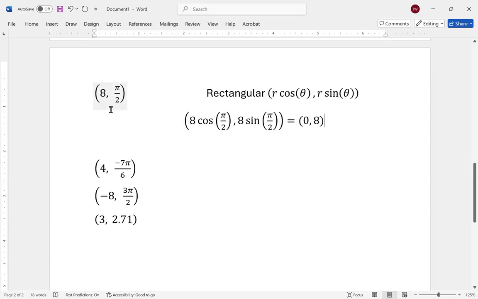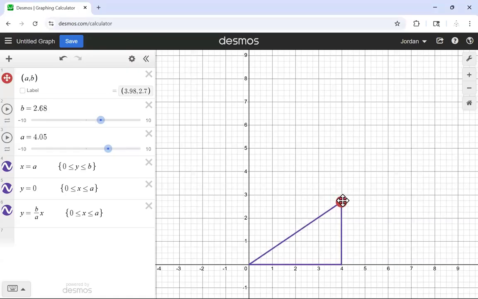That should make sense graphically. We're moving along the pi over 2 direction, and we're moving 8 units. So if you think about a typical point, moving in the pi over 2 direction is moving up the y-axis. And again, pi over 2, that's the angle, 90-degree angle. So we're moving up the y-axis, and we're moving up 8 units.